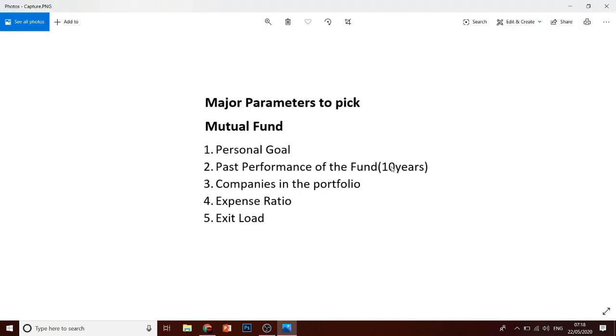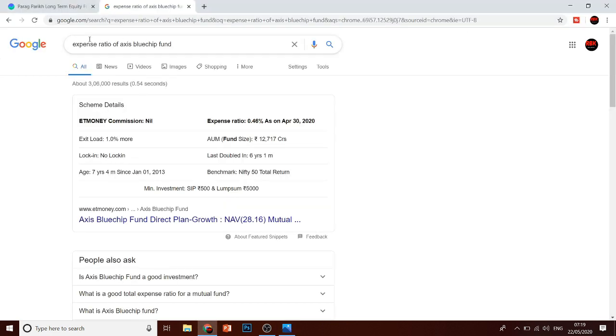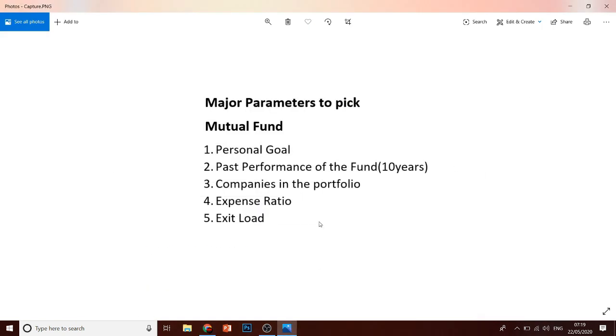So the fourth important parameter you need to keep in mind is the expense ratio. So as explained previously, expense ratio is nothing but the small cut that the mutual fund manager will keep in order to manage your money. So now if I check in Google, the expense ratio of Axis Blue Chip Fund is 0.46%. So you need to keep in mind that if the expense ratio is less, it's better.